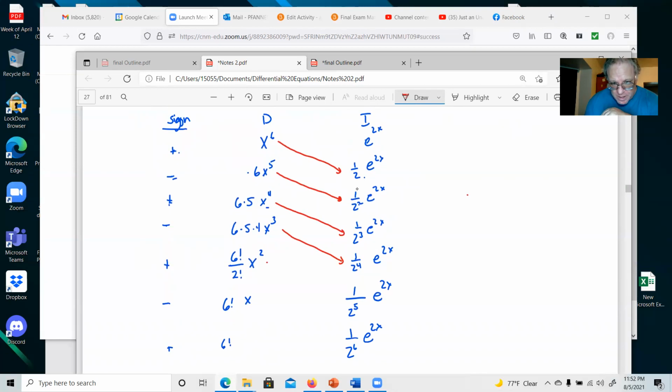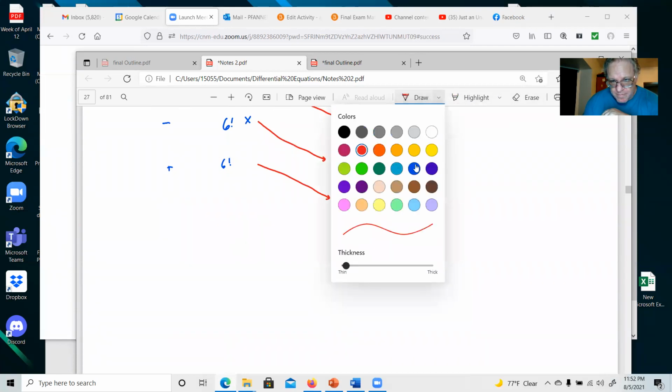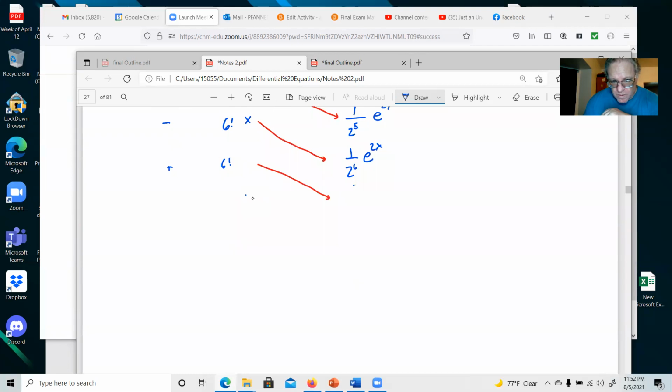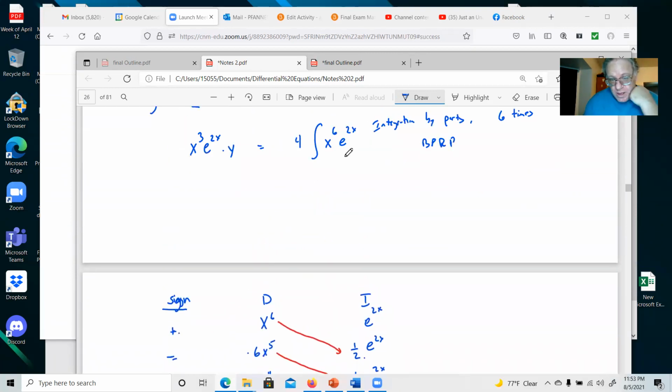Okay. And we're just going to have a string of integrals to deal with. Let's go ahead and fill this one in. 1 over 2 to the 7th e to the 2x, and then of course this is going to be 0. So the next one, we don't care, it's going to be 0. Okay, so this integral here is going to be a lot.